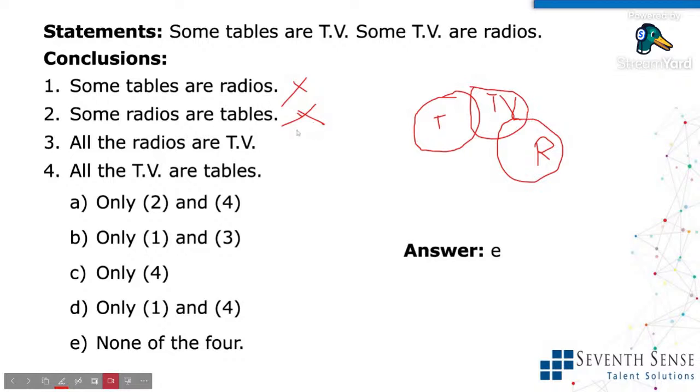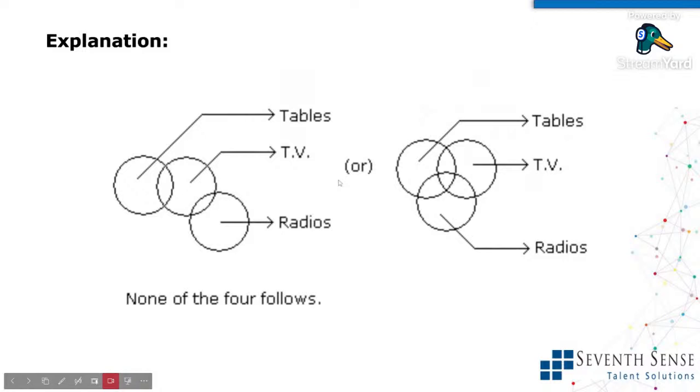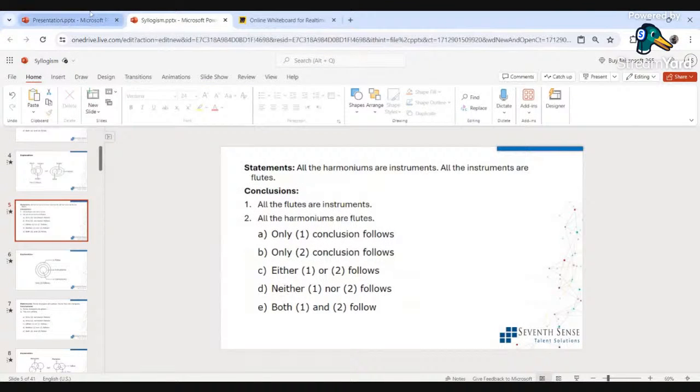If they are given, yes. But all the radios are TV? No, again wrong. All the TV are tables? No. Only some TV are tables. So your correct answer is option E, none of the four. I believe you guys have understood how to solve your syllogism questions, because that is what I have based on your syllogism.